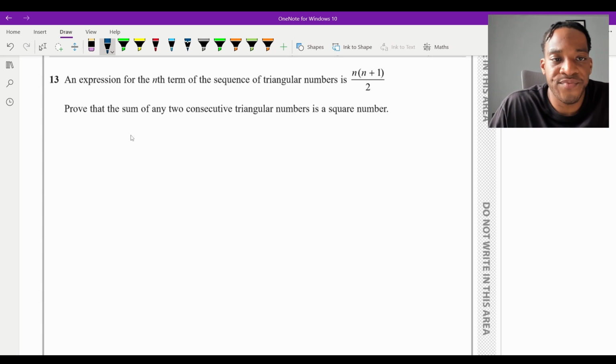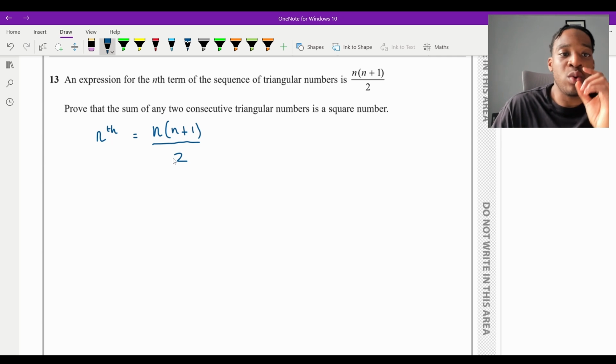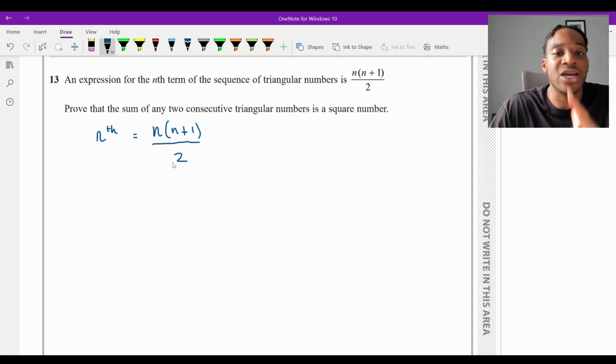So I'm going to write this out again. The nth term is going to be n bracket n plus 1, divided by 2. That's the first thing. Now, we need the sum of two consecutive triangular numbers. So in other words, we're going to need the one after n, which we can call n plus 1.